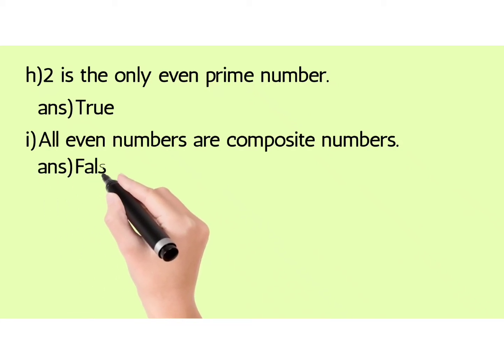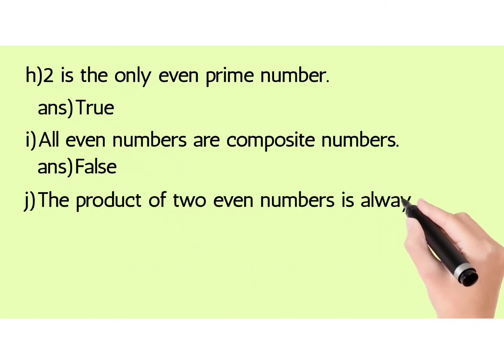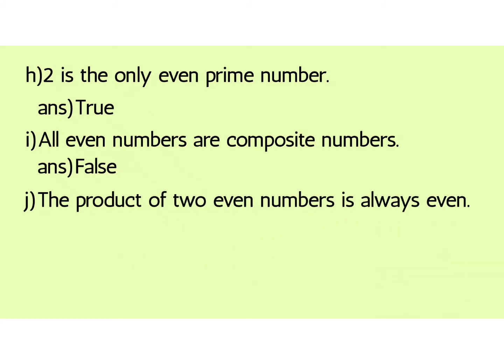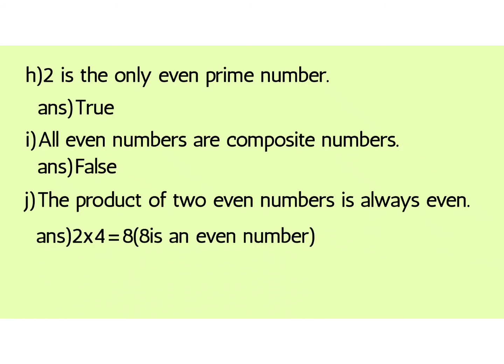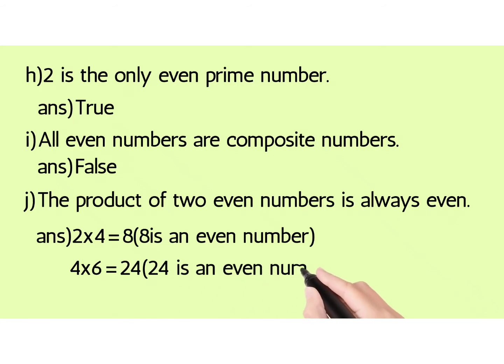Okay, next. J. The product of two even numbers is always even. So let's take a few examples. Product of two even numbers. Suppose 2 into 4. 2 into 4 is equal to 8. 2 and 4 are even numbers. The product is 8. 8 is an even number.